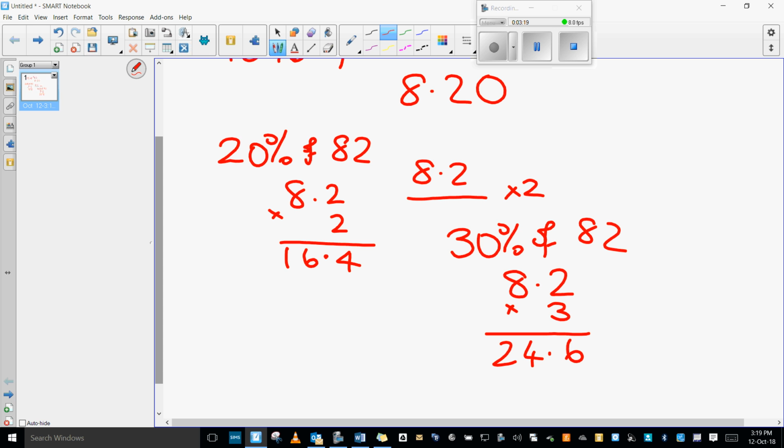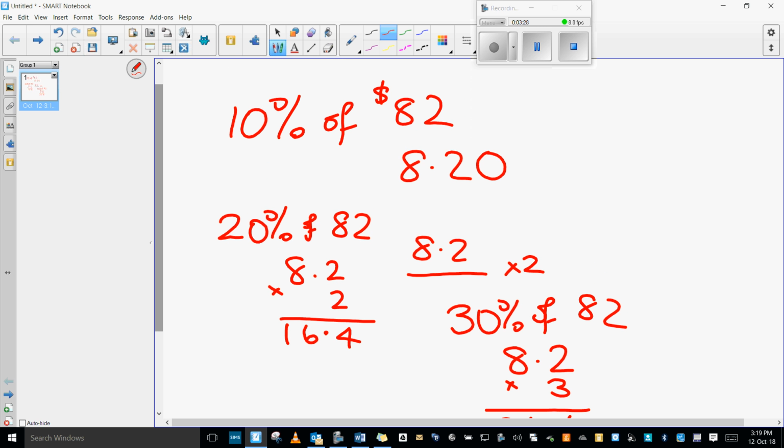If we were finding 50%, how would you do it? What's a quick way? Divide by 2. We just start at the beginning and divide by 2. Exactly, because 50% is half of something. And then if you want to find 25%, you could just do half of that. Yeah, you totally could.